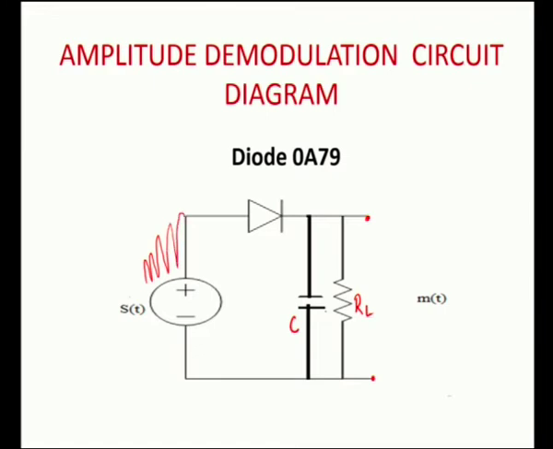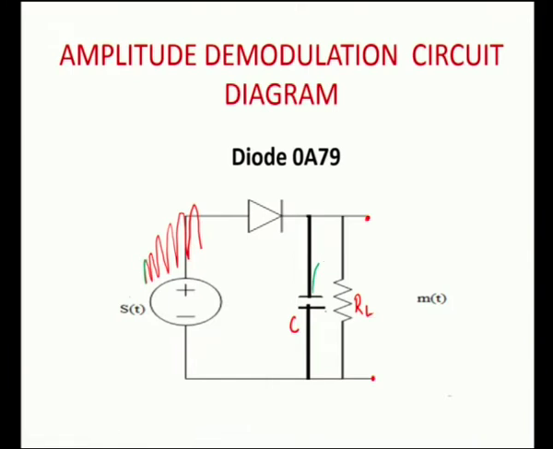I have drawn only the positive half cycle of the carrier modulated waveform. Initially the charge in the capacitor will be 0, so the diode will conduct from this end to this end. As it conducts, the capacitor will also charge up. So now it has reached the peak.